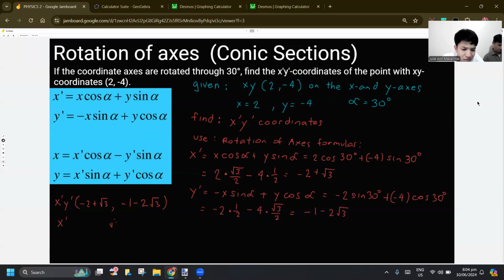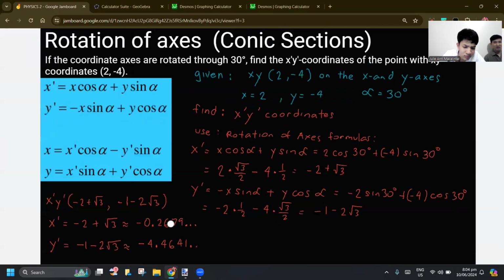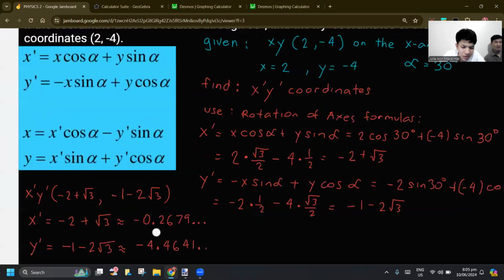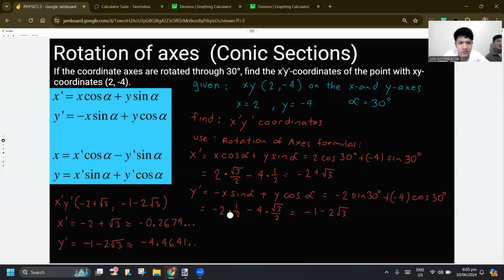These are the new coordinates. Here are the approximations, so the x prime approximate value is in decimal form, so we can just visualize it on the coordinate system. Negative 0.02679 dot dot dot. Then y prime is -4.4641 dot dot dot.